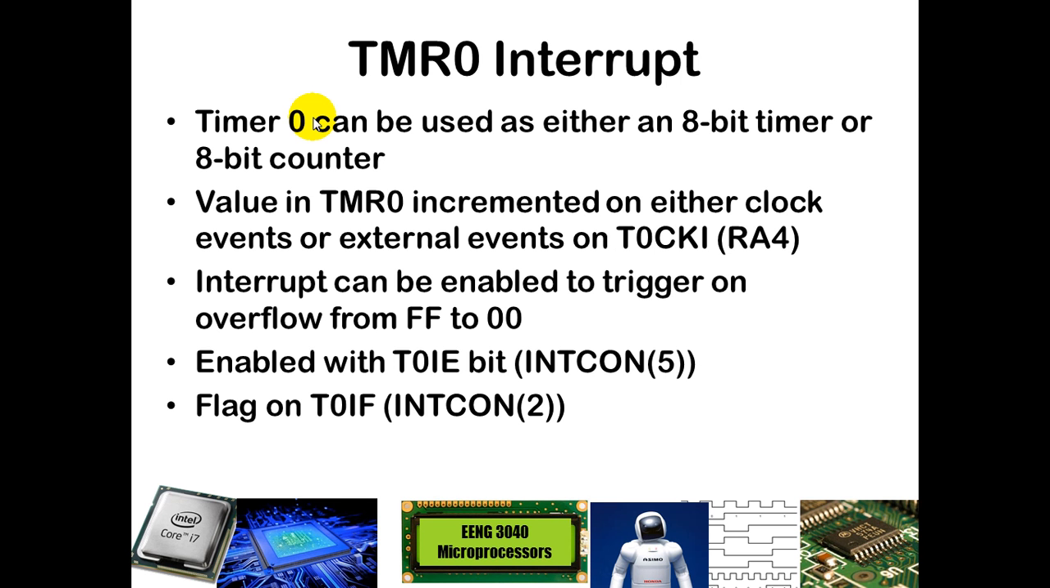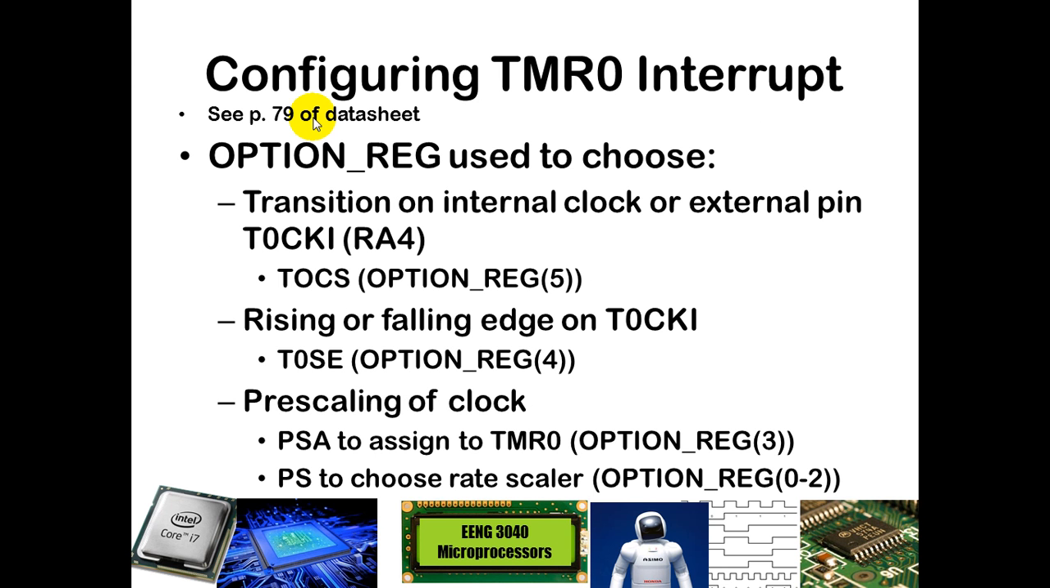And the flag for this is in the T0IF bit, which is in INTCON bit 2. So how do you configure the timer 0 interrupt? A lot of the configuration, other than just enabling it using the GIE and the enable bit for that particular timer, you need to learn how the option register works. Previously we've talked about the option register for your external interrupts, and now we can also think about this register being used for your timer 0 interrupts.